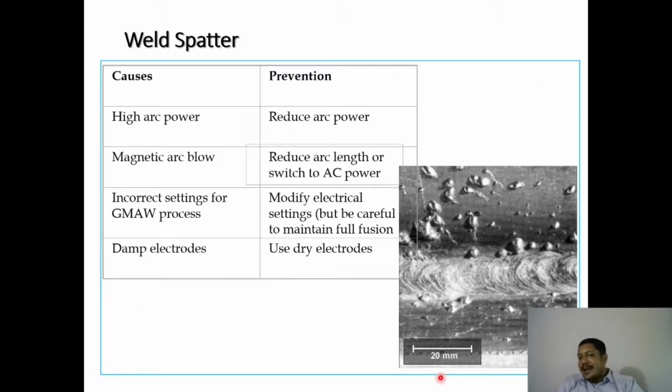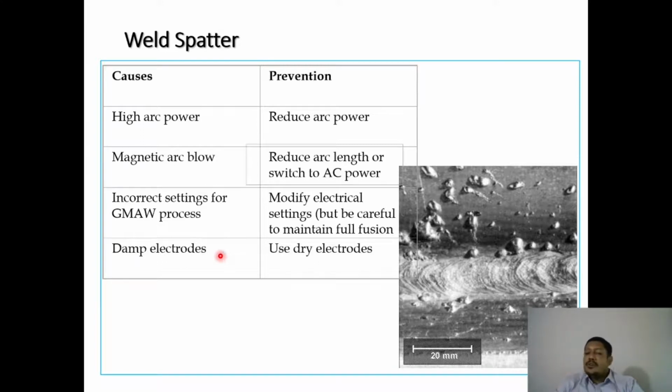Now next is weld spatter. You can see here, this is your weld zone area, and you expect the metal droplet detaching from the tip of your electrode to fall in this molten weld puddle. But what happens is that the droplet has fallen elsewhere on the surface of your plate. This is not because of carelessness, but because of certain other factors. If it has fallen elsewhere on your plate on both sides, it is called spatter. The causes are high arc power, magnetic arc blow, incorrect settings for the GMAW process, and damp electrode. These are the reasons for weld spatter.